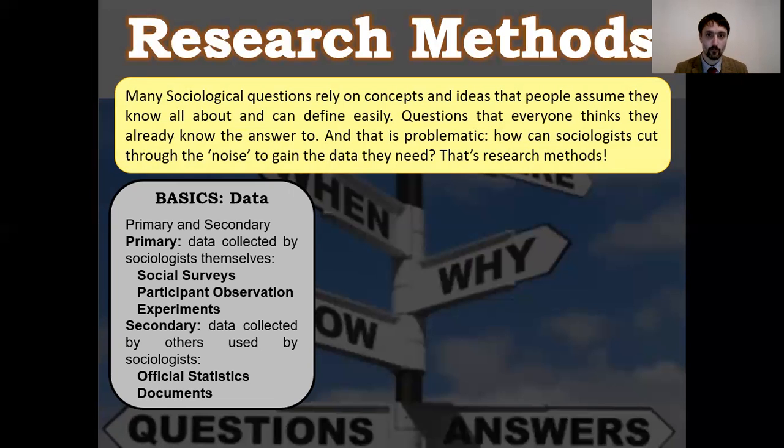Secondary data, therefore, if primary data is collected by the sociologists themselves, the researchers, us, if you will, is data collected by anybody else, basically, that is then used by sociologists to answer sociological questions. And this can include things like official statistics, like ONS data, the Office for National Statistics, which is kind of important when we're talking about, I don't know, births, marriages, and deaths related to COVID, for example.